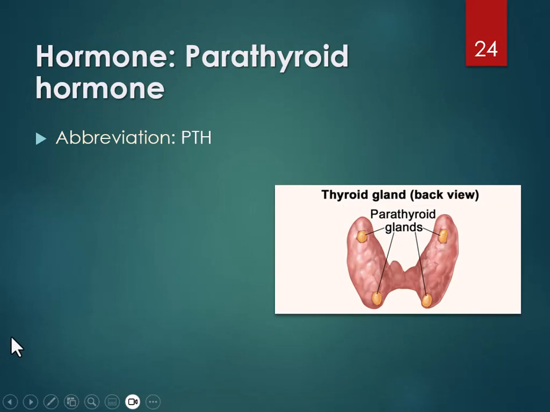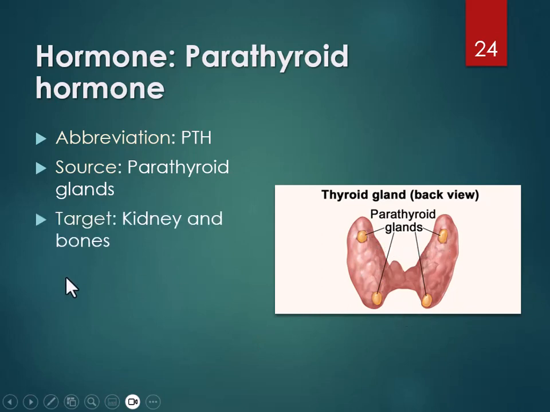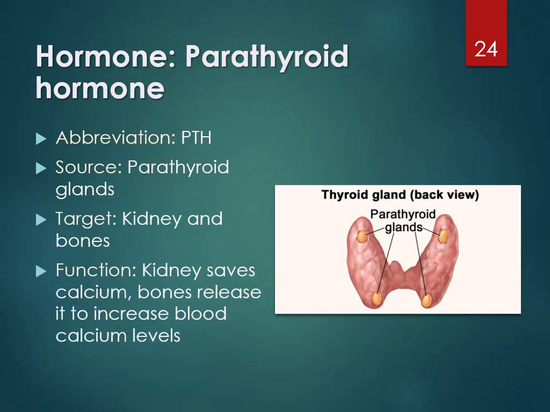All right, the next two hormones are also opposite of each other. Parathyroid hormone comes out of the parathyroid gland. This picture shows the back side of the thyroid gland. These four little gold dots are the parathyroid glands. They secrete parathyroid hormone, which targets the kidney and the bones. The function of parathyroid hormone is to increase your blood calcium.